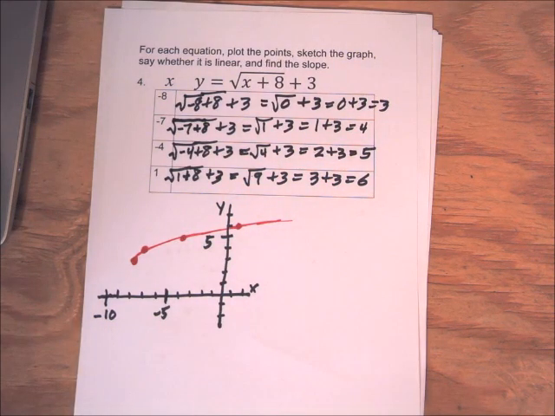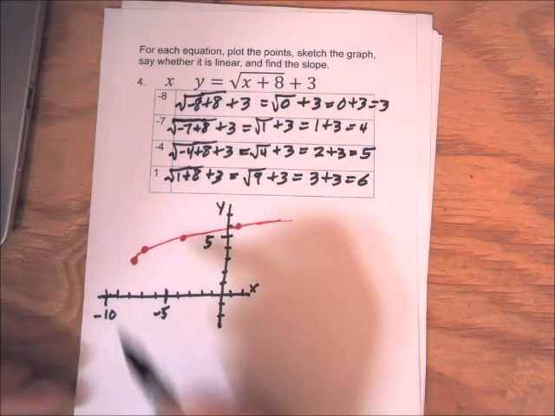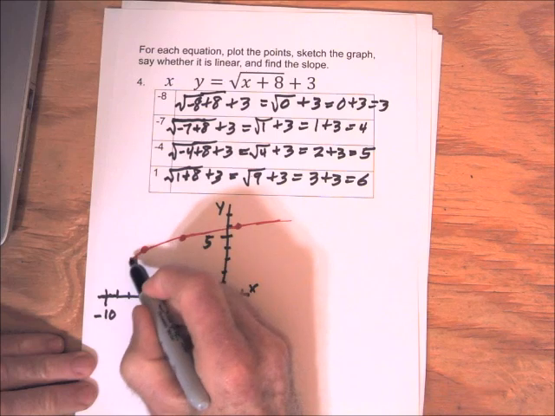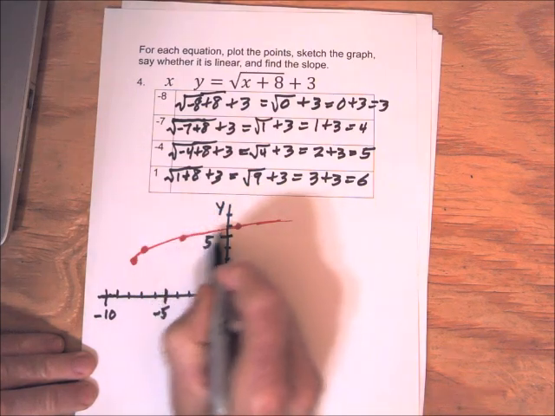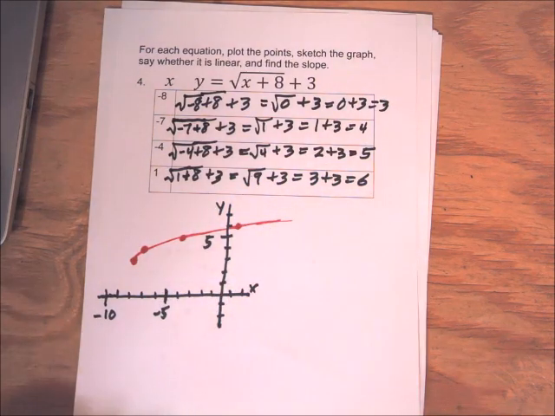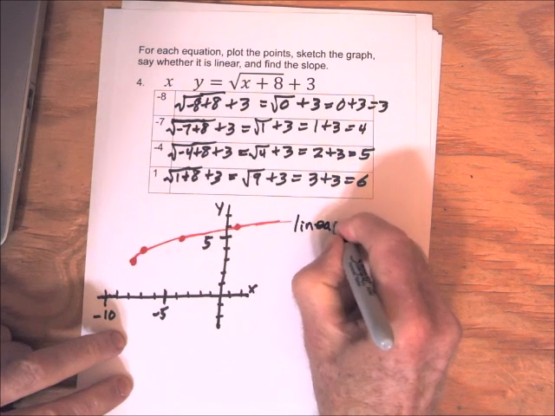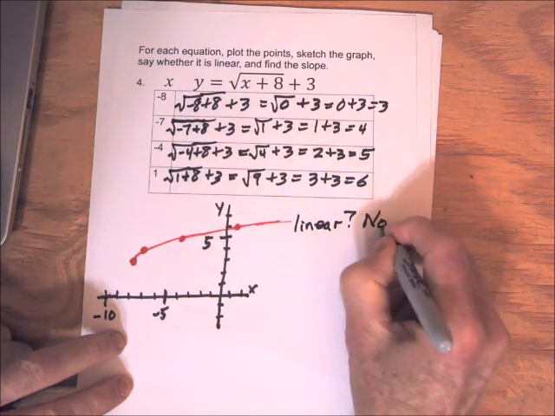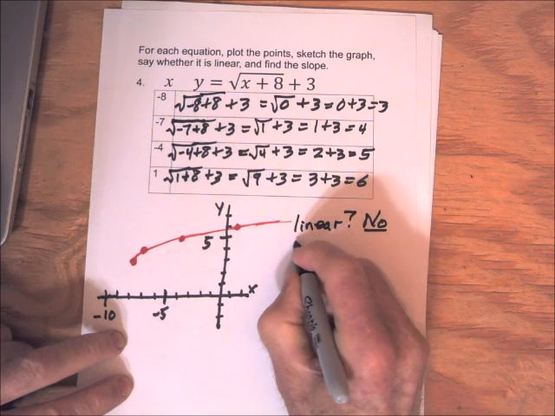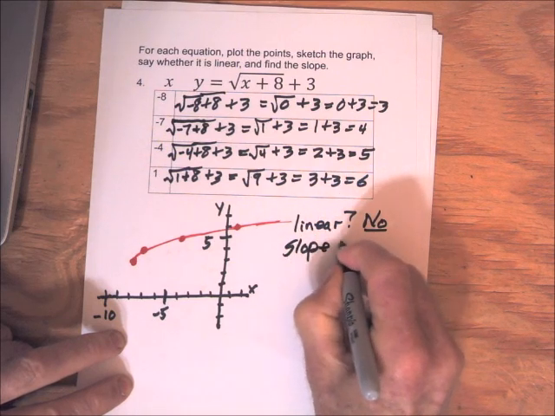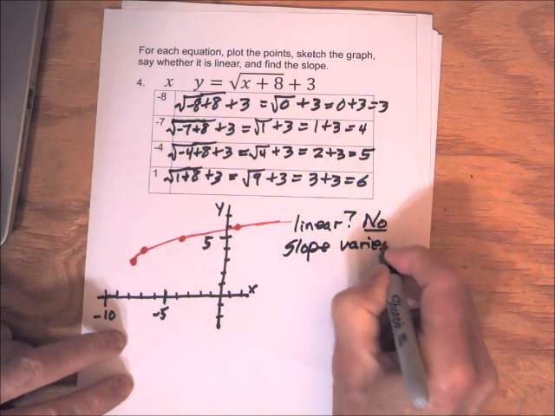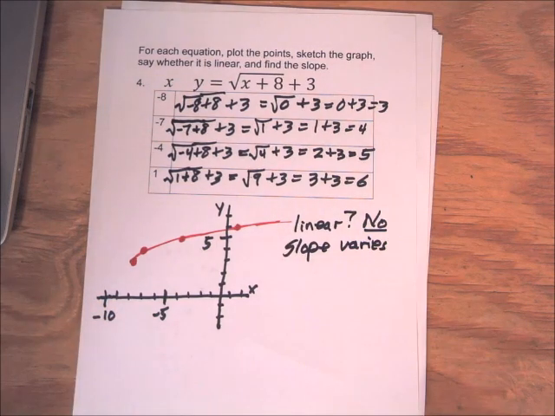And it's not a straight line. You can see that the slope starts out pretty steep, but then it kind of levels out a little bit. So it's not a straight line. So it's not linear. And the slope varies. And that's typical of equations that are not linear. The slope is going to vary.